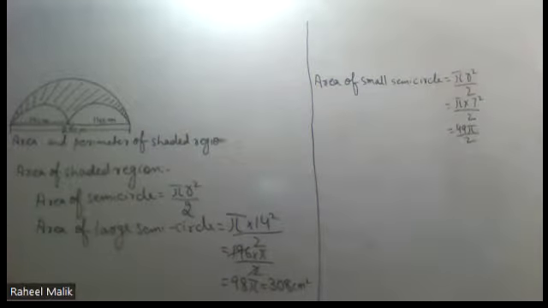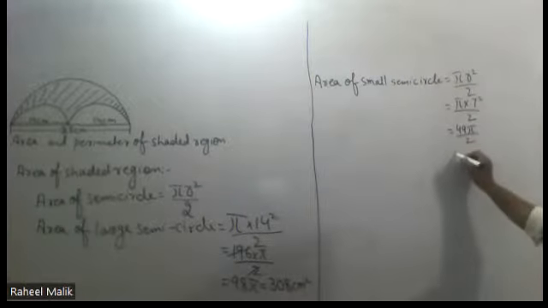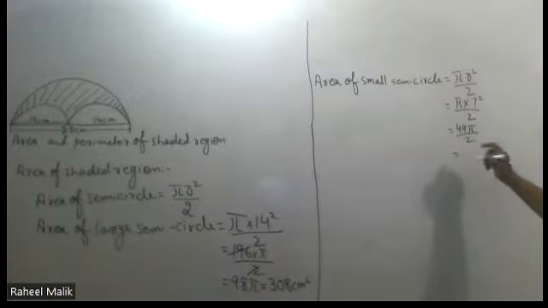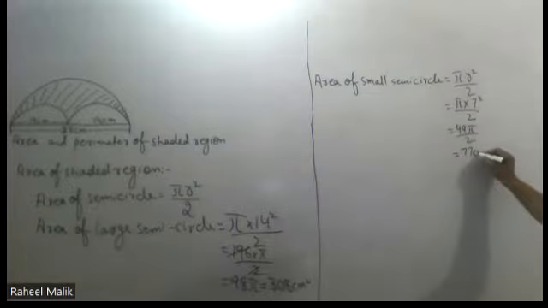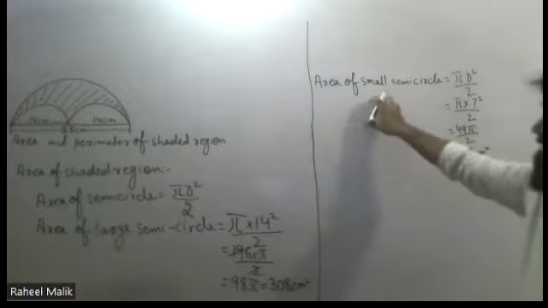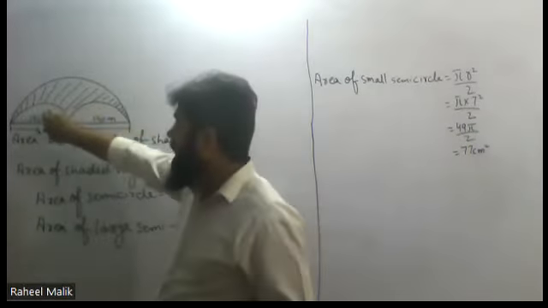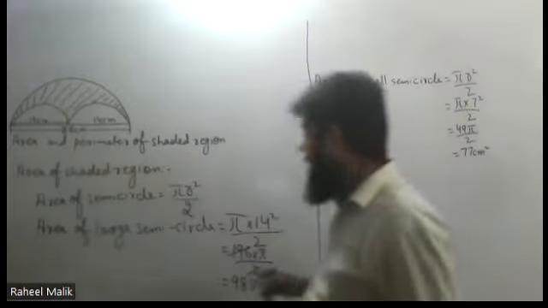By simplification, I have got this value. And further simplification of 49 pi over 2 by using calculator, the result is coming 77 centimeter square. Now, this is the area of one semicircle. A small semicircle, I have got 2. So what will I do?